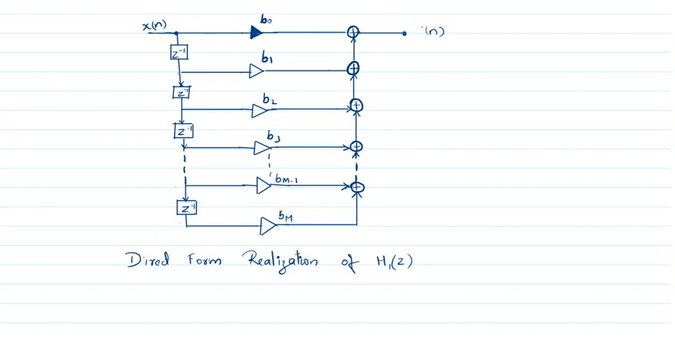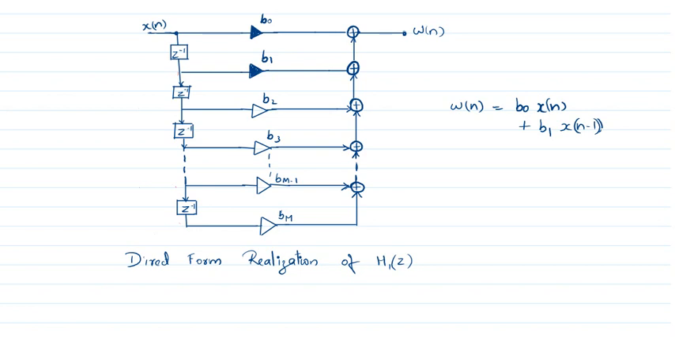So omega n, I will write the equation here. The first term is b0 into x of n, plus the next coefficient b1. b1 is a constant, so b1 into x of n minus 1 is the next term. We get x of n minus 1 by giving some delay to x of n.